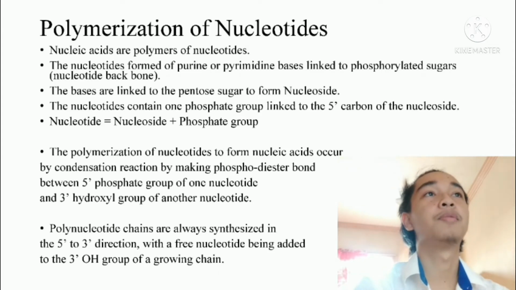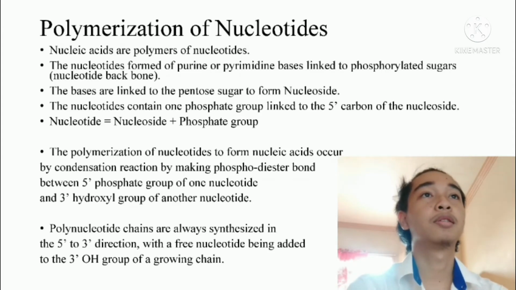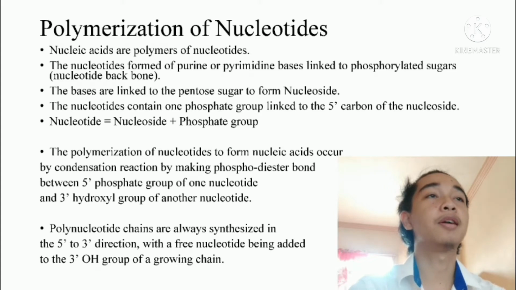Nucleic acids are polymers of nucleotides. The nucleotides are formed of purine or pyrimidine bases linked to phosphorylated sugars. The bases are linked to the pentose sugar to form a nucleoside. The nucleotides contain one phosphate group linked to the 5-carbon of the nucleoside. Nucleotide equals nucleoside plus phosphate group.